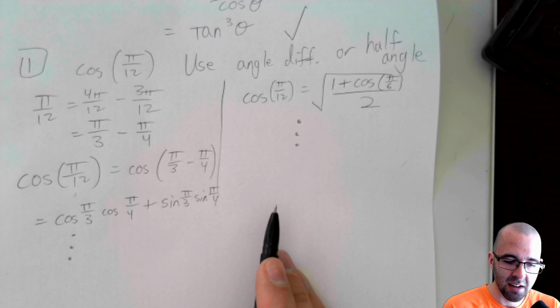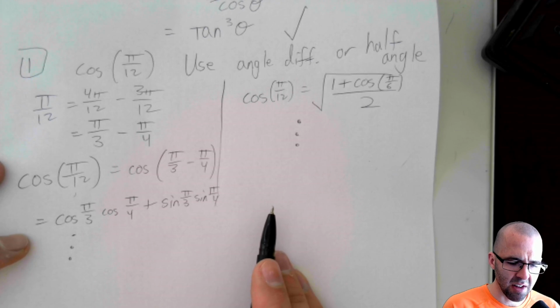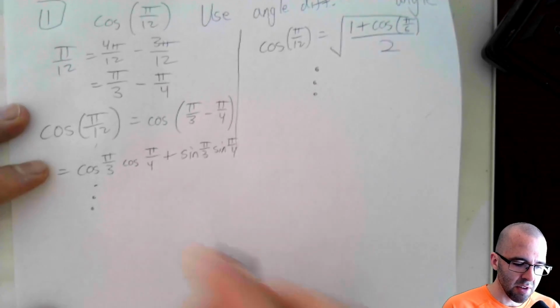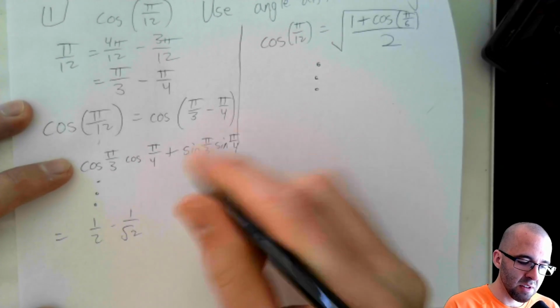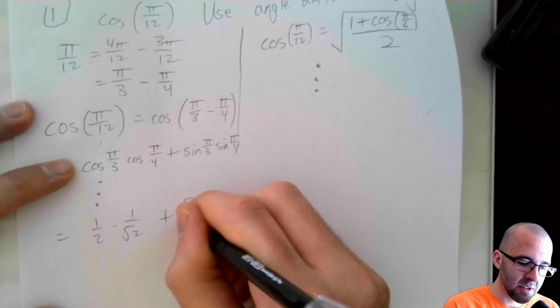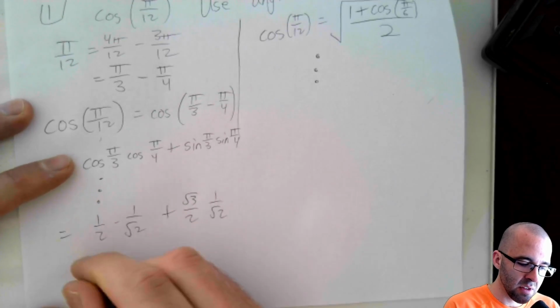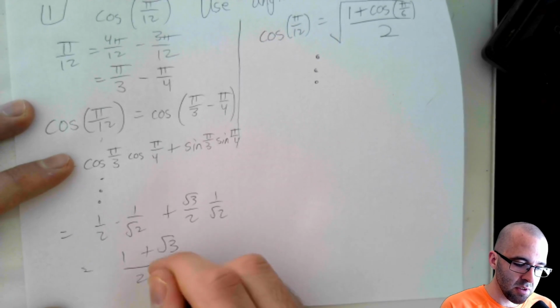All right. It might look a little different though. Real quick, this is 1/2 times 1 over root 2. This is root 3 over 2, 1 over root 2. So you get 1 plus root 3 over 2 root 2.